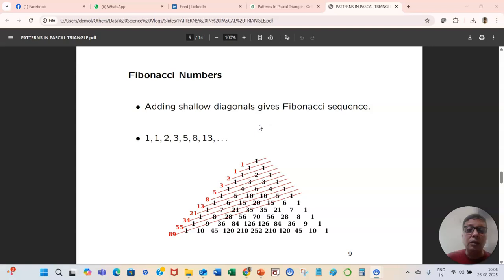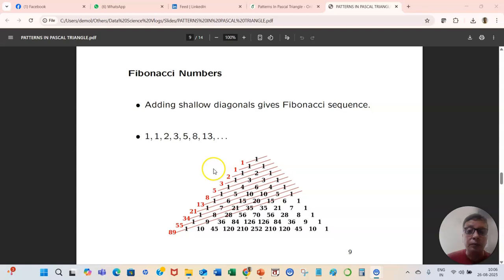Fibonacci numbers are there in Pascal's triangle. If you look at the diagonals, they call them shallow diagonals. Adding shallow diagonals gives the Fibonacci sequence. So 1, 1, 1 plus 1 is 2, 2 plus 1 is 3, 1 plus 3 plus 1 is 5. So that gives the Fibonacci numbers 1, 1, 2, 3, 5, 8, 13, 21, 34, 55, 89, etc.